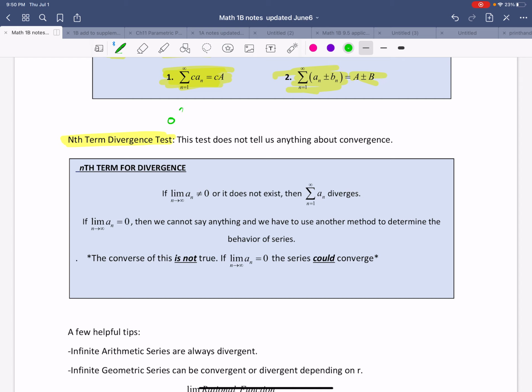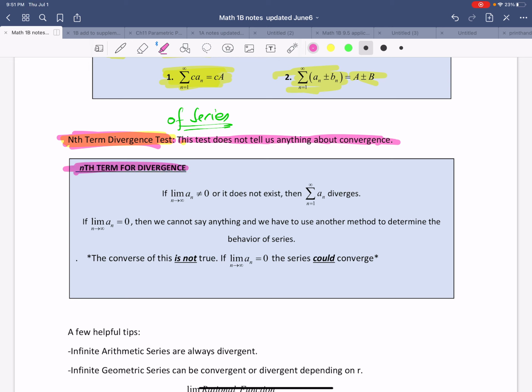Nth term divergence test, a very, very important test. This is a test for series, not for sequences. This test does not tell us anything about convergence. That's just the name. The name says this test only tests for divergence. That's why it's called the nth term divergence test. This test tells us if the series diverges. If it doesn't diverge, we cannot say whether it's divergent or convergent. It doesn't tell us anything about convergence, but it definitely tells us about divergence.